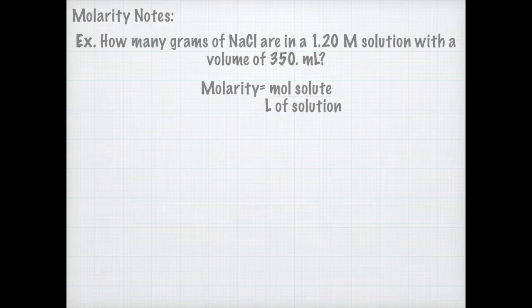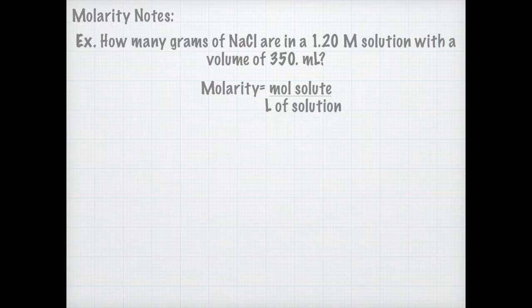If you know the molarity of a solution and you know the amount of liters of that solution, you can determine the moles of the compound that has been dissolved into that solution. In this example, it asks how many grams of sodium chloride are in a 1.20 molar solution with a volume of 350 milliliters.